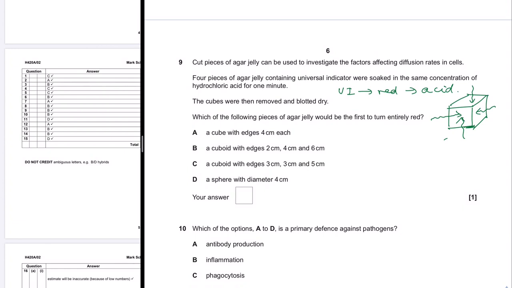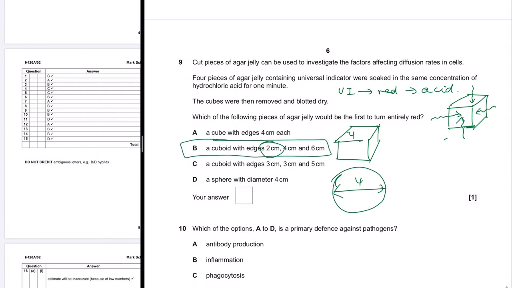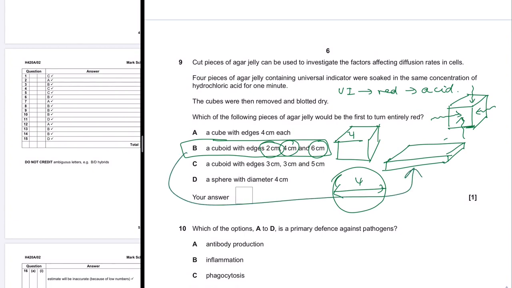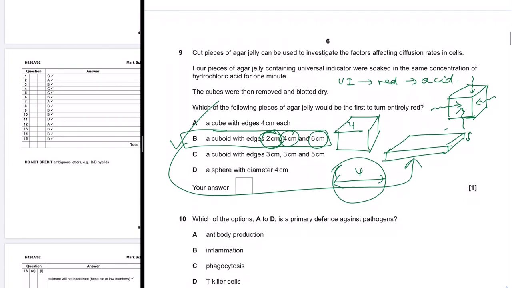For me, I'm looking for the one with the shortest distance. You've got a cube with 4 centimeter edges, and a sphere with a diameter of 4. But this cuboid right here, even though it's got 6 centimeter and 4 centimeter dimensions, its width is quite high and its length is quite long, but the thickness of this shape is only 2 centimeters. So of all the shapes, that's got the shortest distance to the center. So that's going to have the shortest diffusion distance, and therefore it is B. Okay, so let's move on.